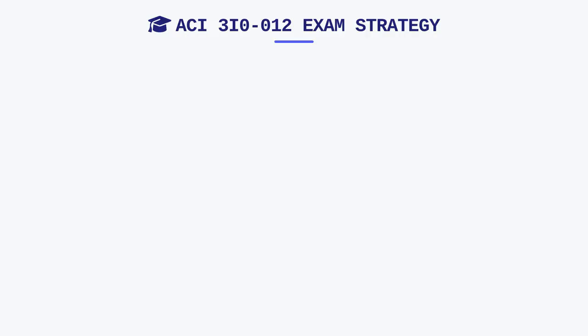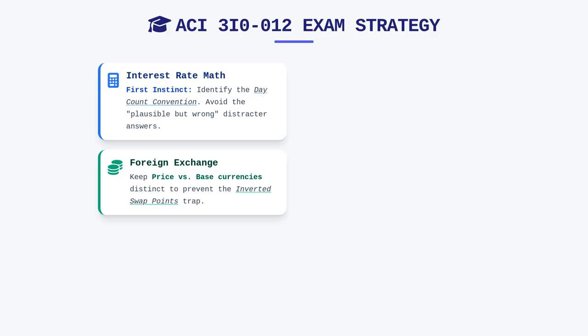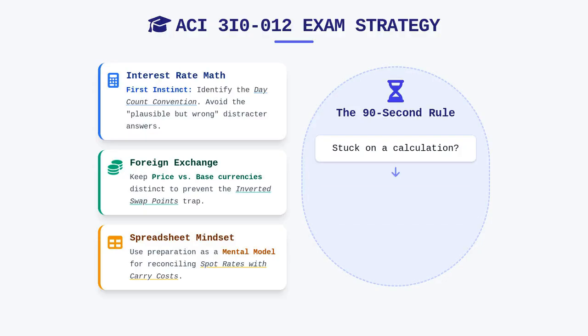When you encounter a question regarding interest rate math, your first instinct should be to identify the day count convention, because an incorrect basis often leads to a plausible but structurally wrong distractor answer. Similarly, in foreign exchange, ensure you keep the price and base currencies distinct throughout your calculation to avoid the common trap of inverted swap points. Think of your spreadsheet preparation not as a crutch, but as a mental model for how the market reconciles spot rates with carry costs. If you find yourself spending more than 90 seconds on a single calculation, mark it for later and revisit it only after you have secured the easier points elsewhere.